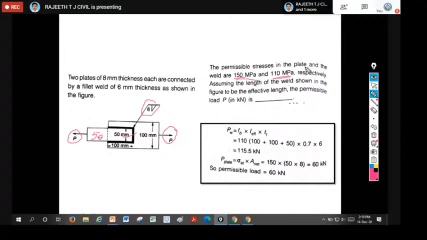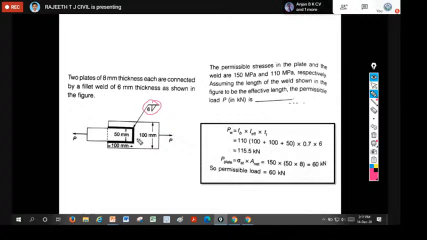The permissible stress in the plate is 150 and the stress for the weld is 110. So the plate has more permissible stress compared to the weld. Assuming the length of the weld as shown in the figure, you should calculate the permissible load P in kilonewton for the given condition, where they used a 6 mm size fillet weld with 3 sides welding, of total length 100 plus 100 plus 50.